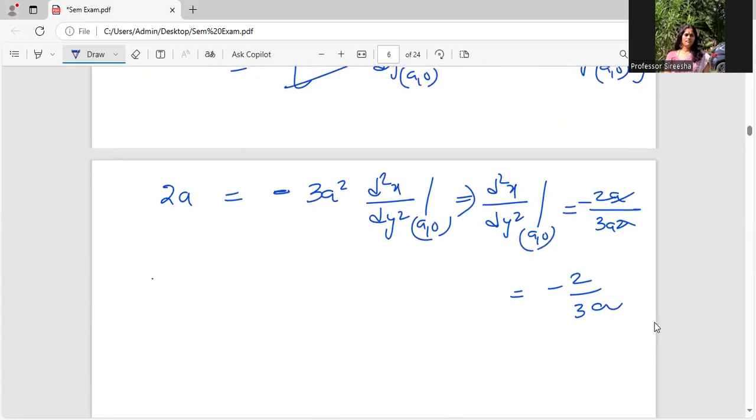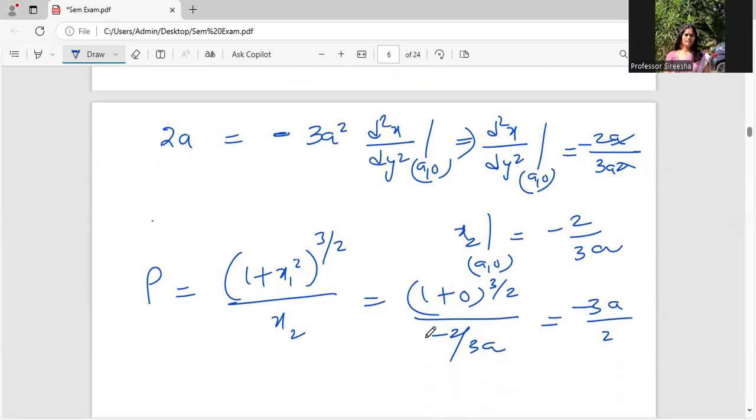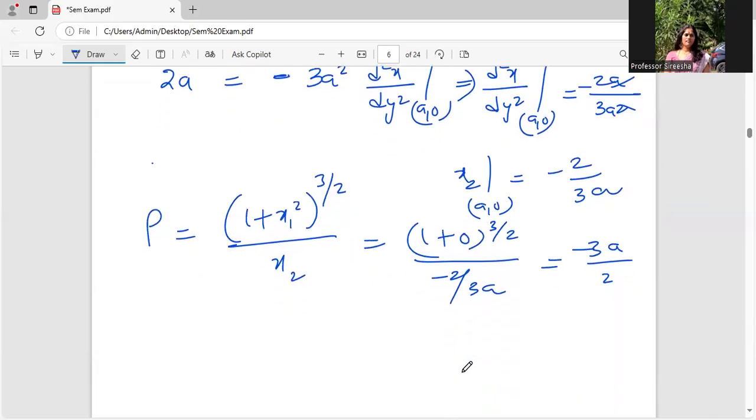So these values I'll be substituting in rho. What's the formula for rho? 1 plus x1 squared whole power 3 by 2 by x2. x2 at a comma 0 is this. x1 I know it is 0. Right? By minus 2 by 3a. Okay, reciprocal of it would be minus 3a by 2. Since it is radius, guys, we just omit the negative sign because a radius can never be negative.